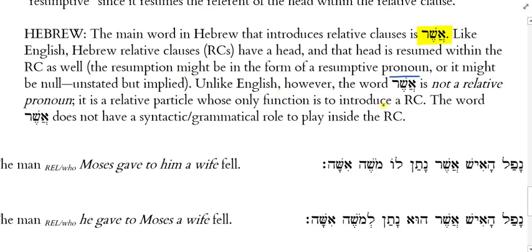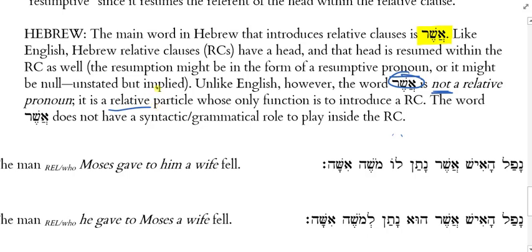Unlike in English, however, and this is really critical, asher is not a relative pronoun. Most people will say when you come to asher, translate asher with who, which, or that. Translate it like it's a relative pronoun. Technically, it's not a relative pronoun. It is a relative particle whose function is just to introduce relative clauses. When you see asher, you need to just be thinking relative clause. Where's the head that this relative clause is modifying? The word asher will not have a syntactic or a grammatical role to play inside the relative clause that it introduces. That's why I call it a relative particle.